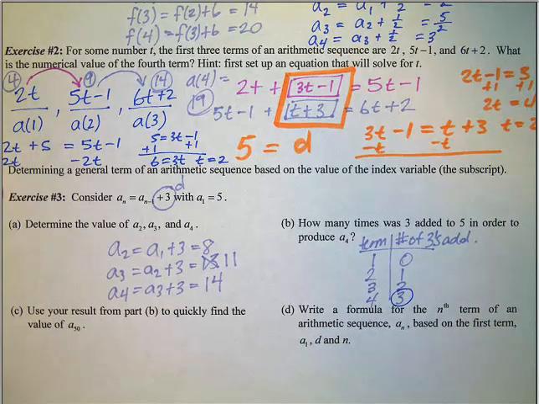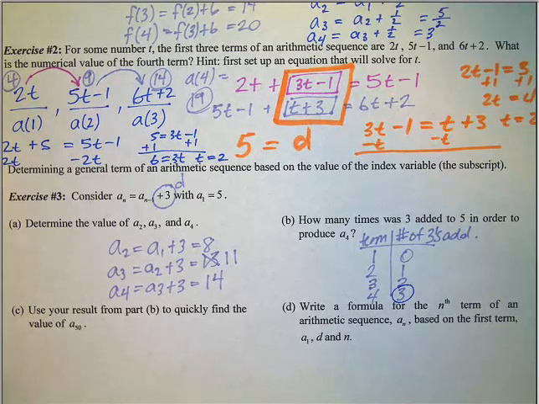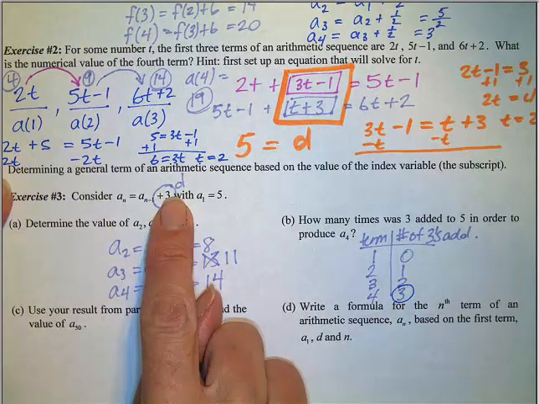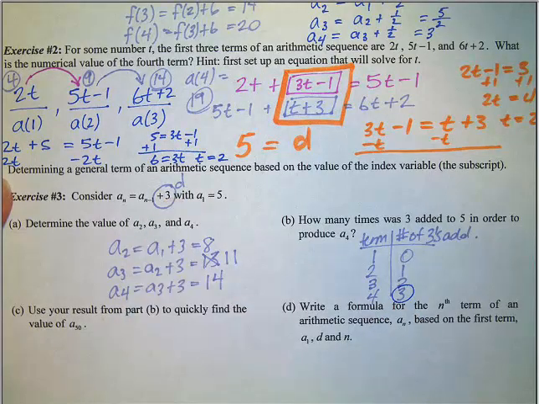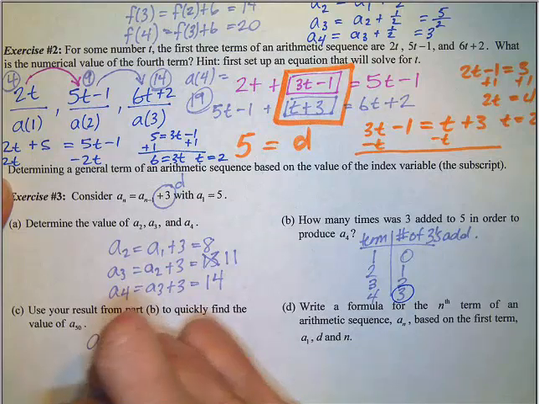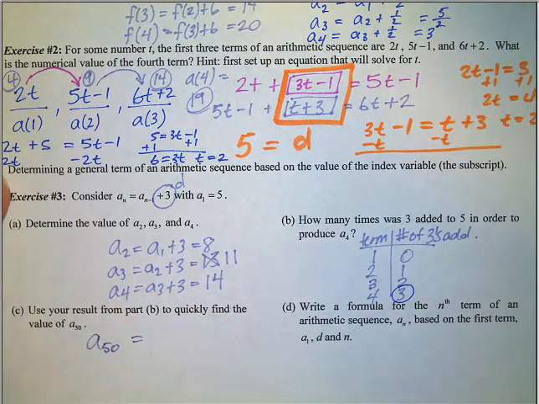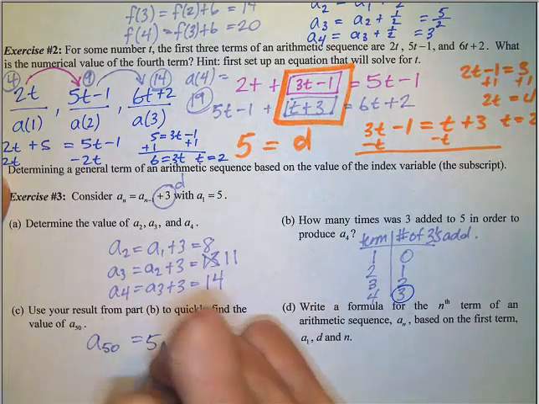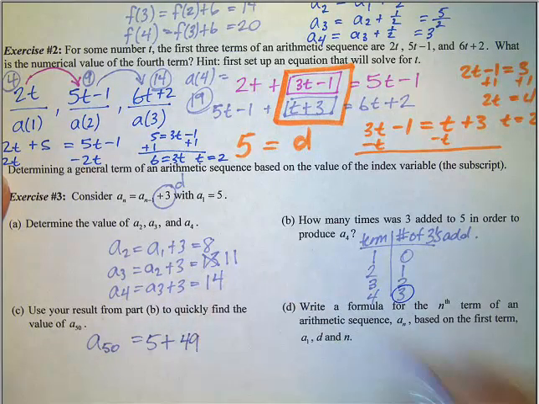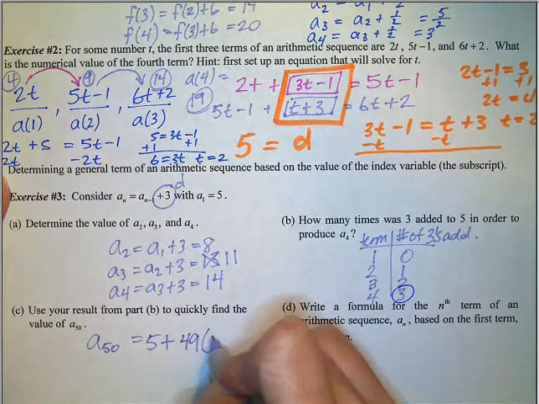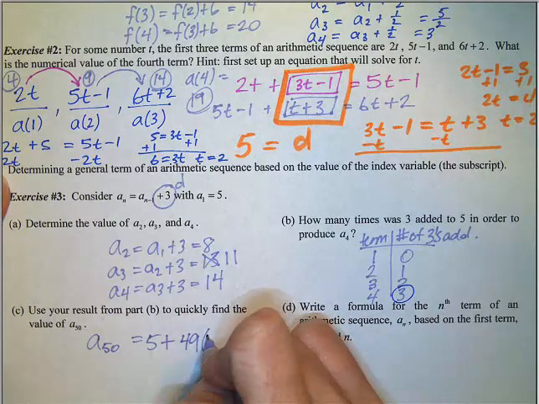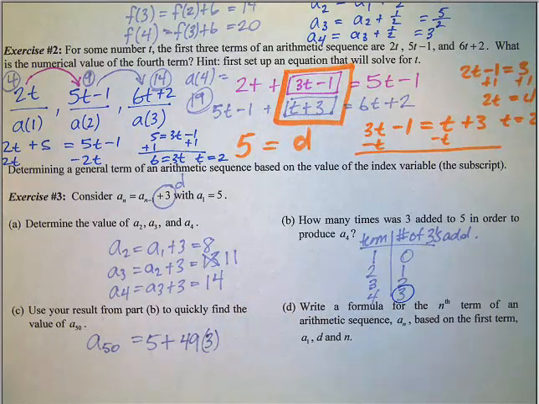So use your result from part B to quickly find the value of a of 50. Well, again, the number of common differences we have to add is 1 less than the subscript. So a of 50 is our first term 5 plus 49 3's. So go ahead and find that value, and you should have gotten 152.